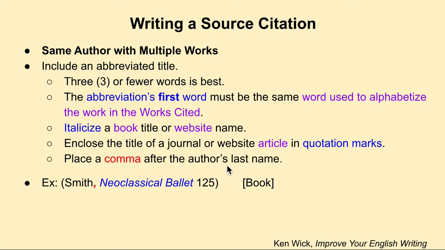I think I have 2 examples. Here we go. We have the 2 examples. Smith, comma, Neoclassical Ballet, page 125. This is a book because this is in italics. And the journal article, Smith, comma, Dancing, page 30. So that's what you do because Smith has written both of these, and you need to indicate which work it is by this Smith.